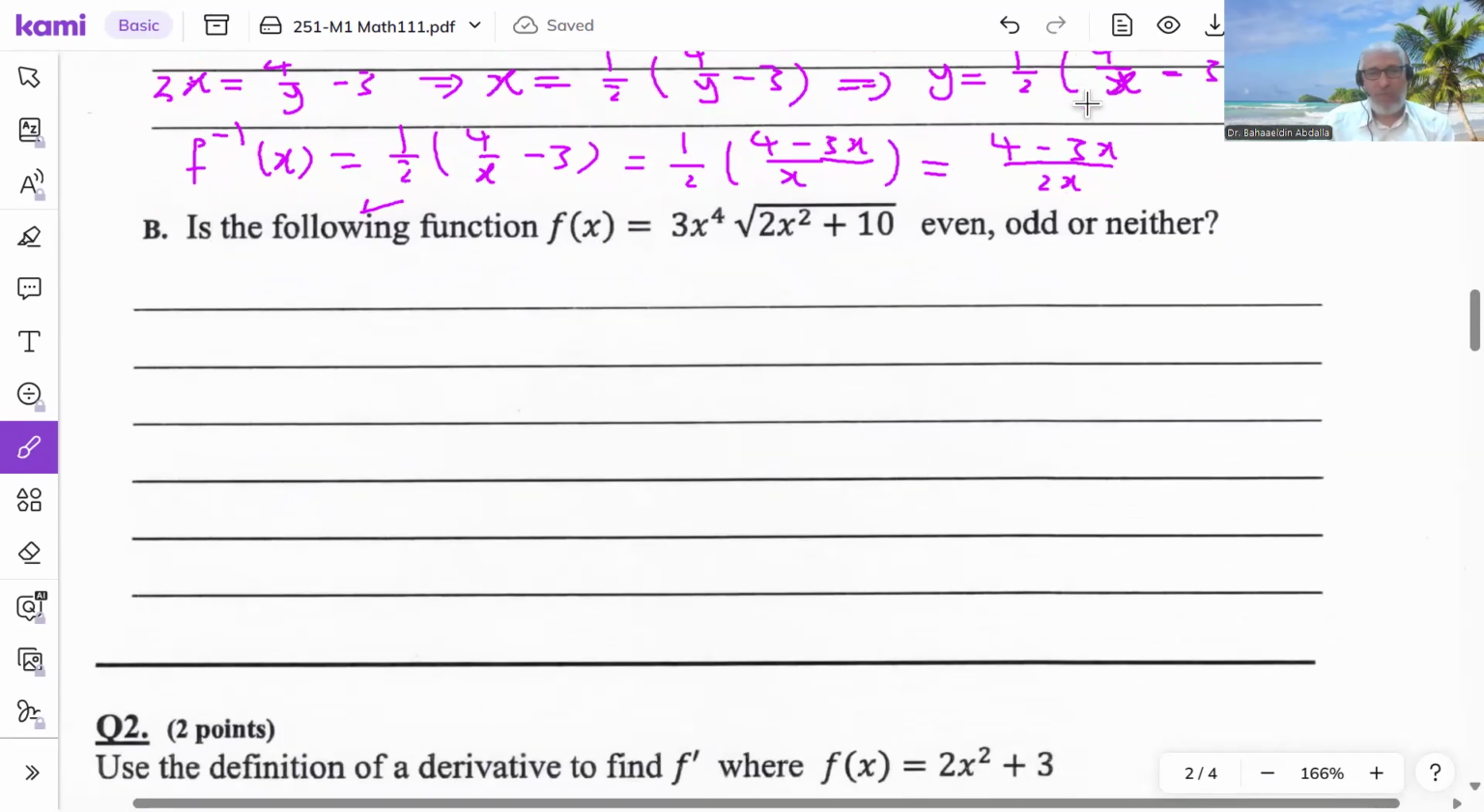Is the following function even, odd, or neither? To find out, we have to find f of negative x. And f of negative x means I replace x by negative x. So I have 3 times negative x to the power 4 times square root of 2, I replace x by negative x.